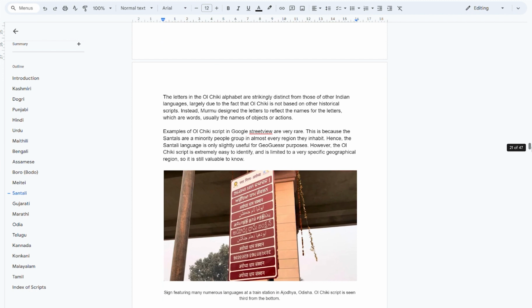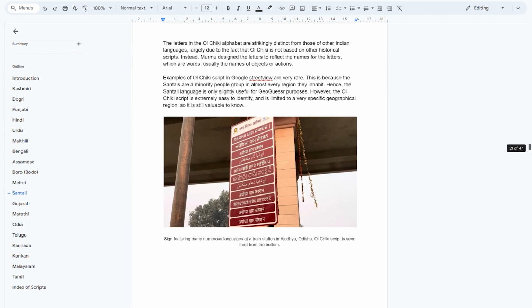You don't see a lot of Ol Chiki written on signs. I did a fair bit of searching around when I was looking through coverage, and I could find only very few instances. So unfortunately, Ol Chiki and the Santali language are not very useful for the purposes of GeoGuessr.